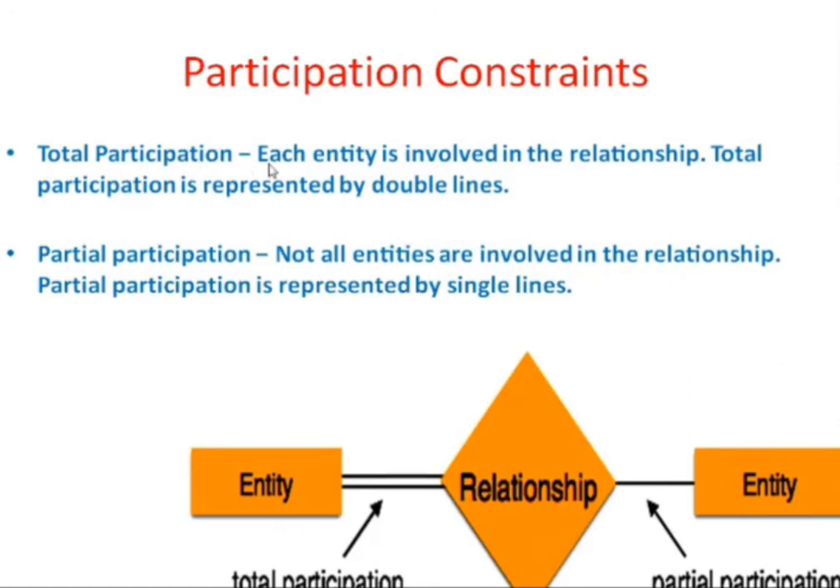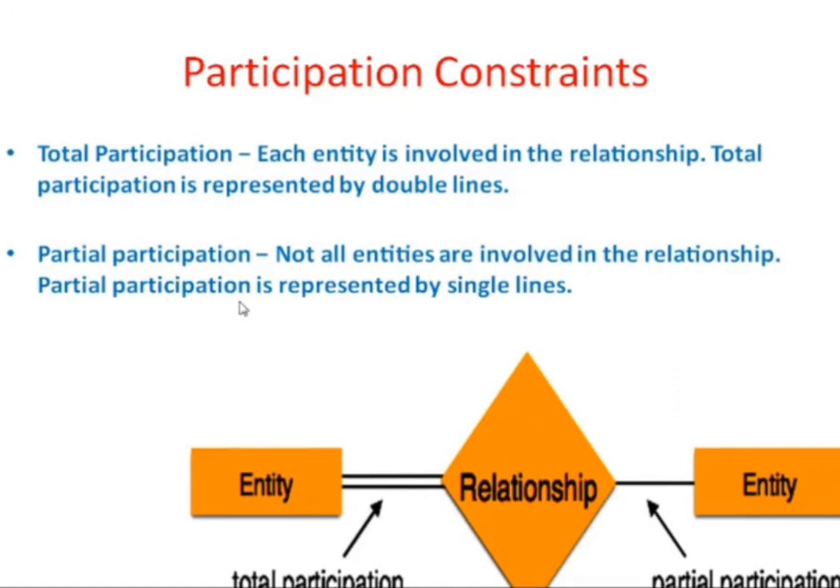What is total participation? Each entity is involved in the relationship. Total participation is represented with double lines. What do we mean by each entity being involved in the relationship? For example, 10 lecturers are there, so all 10 lecturers have to teach this particular class, maybe for any class. So all the teachers are involved. That will be called total participation.